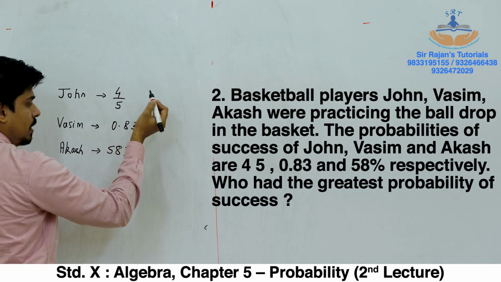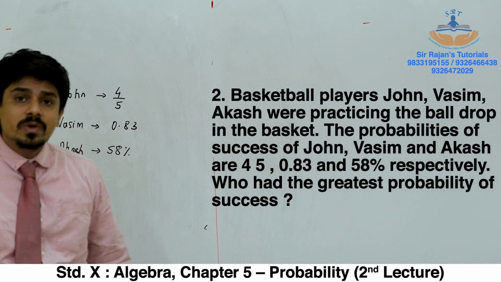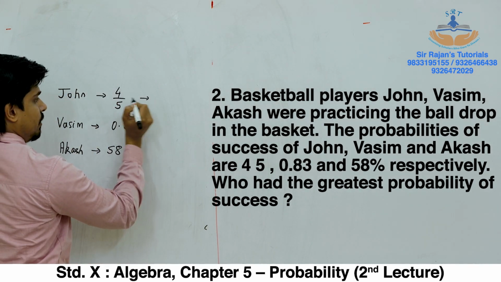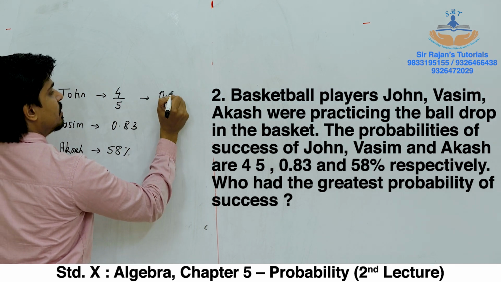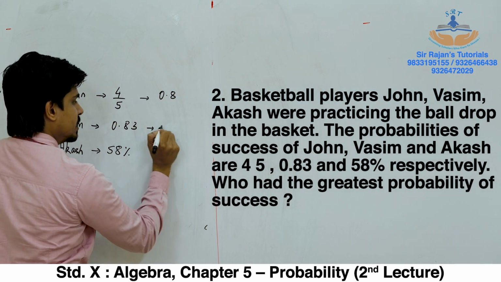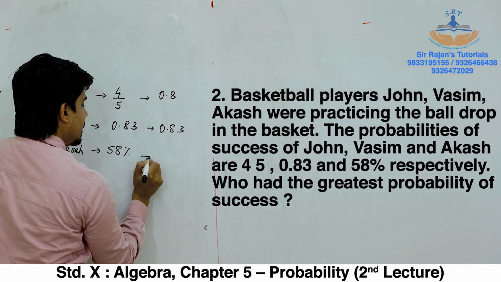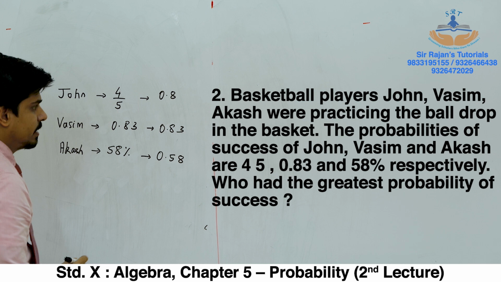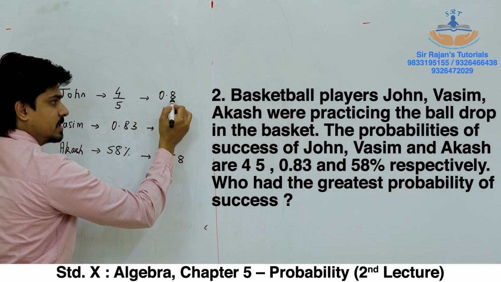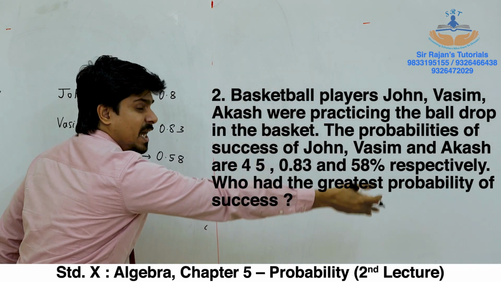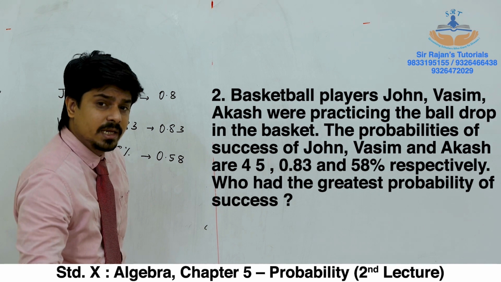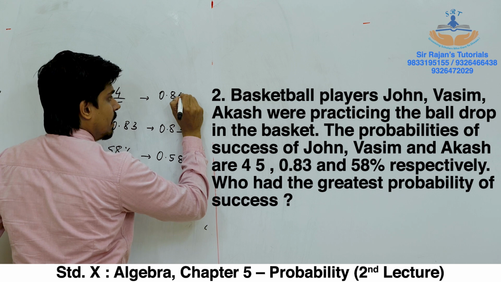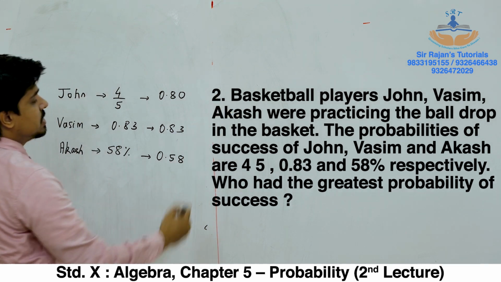Clear? In order to compare, it is always better to write all the probabilities in decimal form. Now 4 upon 5 in decimal form is 0.8. This I keep as 0.83 and 58% will be 0.58. Now here there are 2 digits, here there is a single digit. Decimal के बाद जितने भी zeros डालेंगे, it is okay. It does not change the value of the number. So in order to compare, I can just put one additional 0.